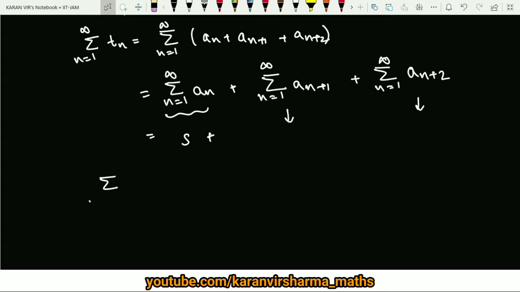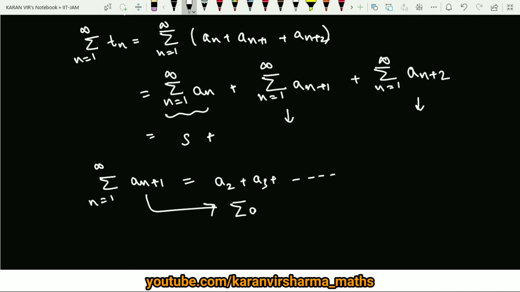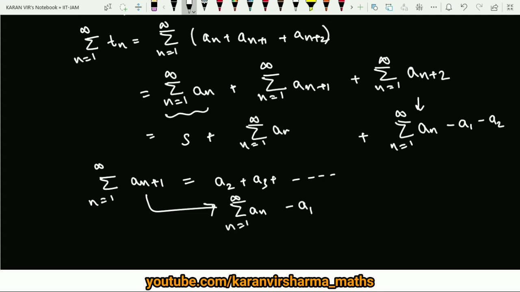So this is a series n running from 1 to infinity a_{n+1}. If you open up, this will become a2 plus a3 and so on. So can I write this series as nothing but summation n running from 1 to infinity a_n minus a1? And similarly, this series, summation n running from 1 to infinity a_{n+2}, we can write as summation n running from 1 to infinity a_n minus a1 minus a2. The same way, as we have replaced this series as summation n running from 1 to infinity a_n minus a1.